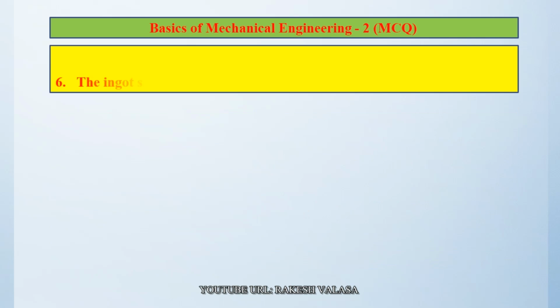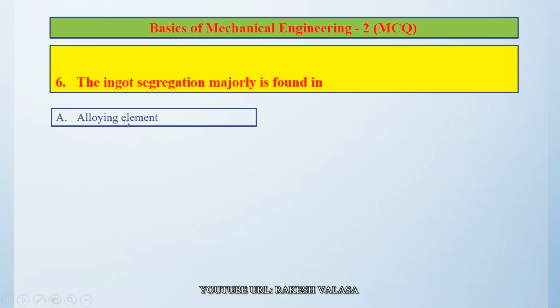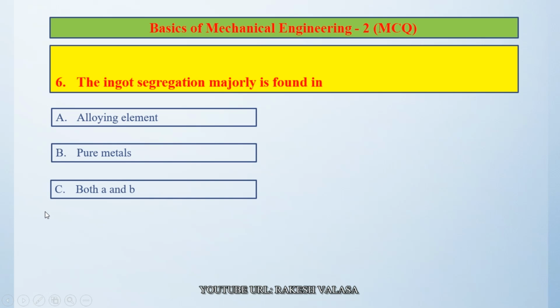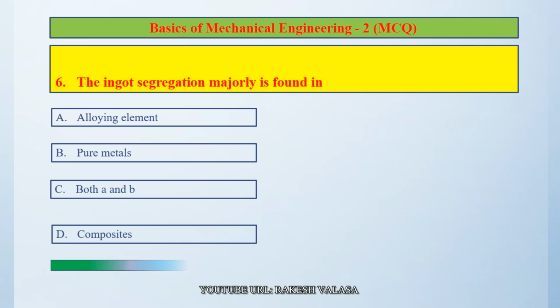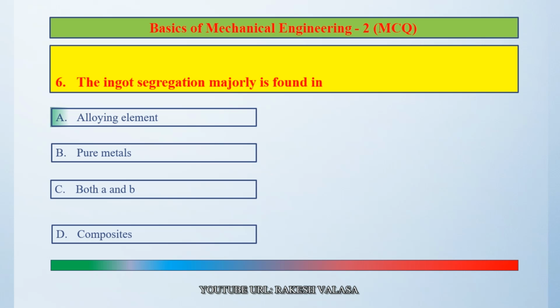Question number 6. The ingot segregation majorly is found in: option A alloying element, option B pure metals, option C both A and B, option D composites. The correct answer is option A alloying element.